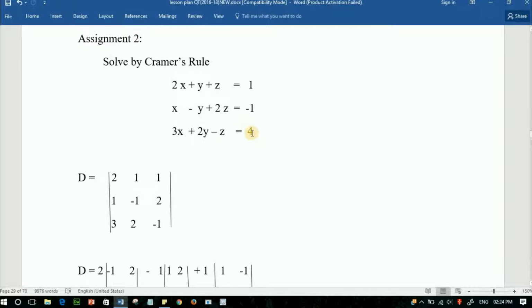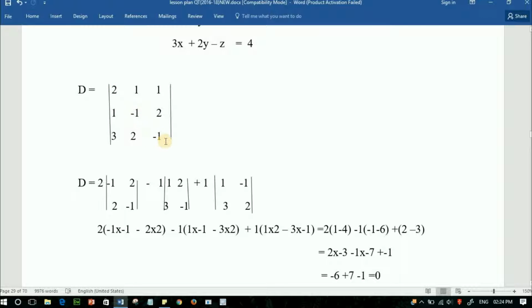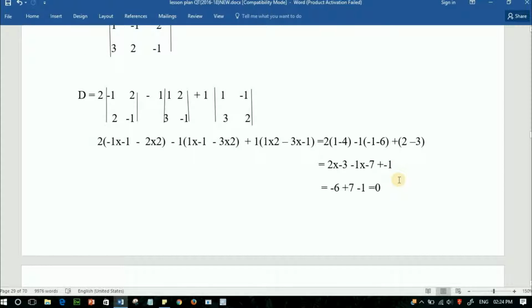In the last problem there were only two variables, x and y. Here there are three variables, x, y and z. So in this case D is equal to the base matrix, with the coefficient of y being 1 and of z being 1, that is 2, 1, 1, then 1, minus 1, 2, then 3, 2 and minus 1. Evaluating, 2 into minus 1 into minus 1 minus 2 into 2, and minus 1 into 1 into minus 1 minus 3 into 2, then plus 1 into 1 into 2 minus 3 into minus 1. Evaluating, we get the answer equal to 0.